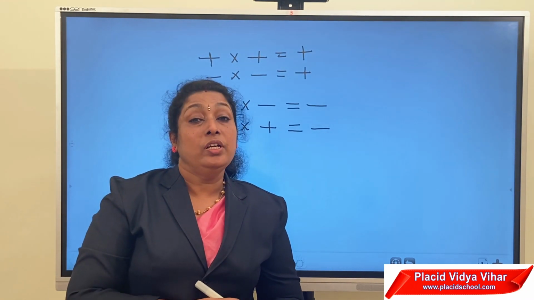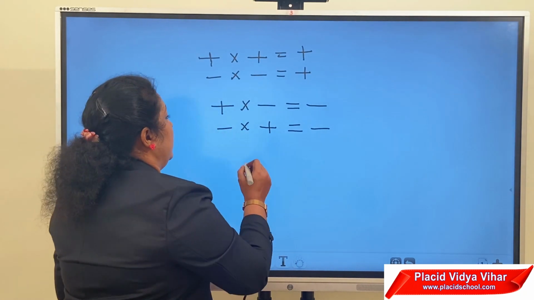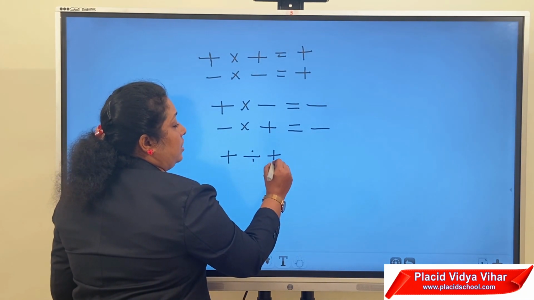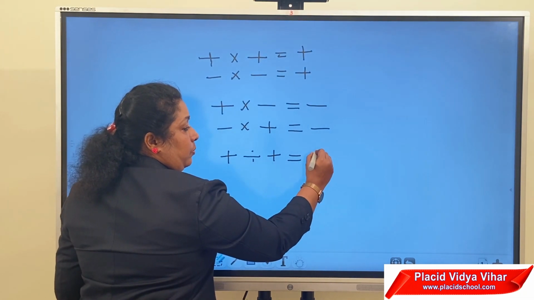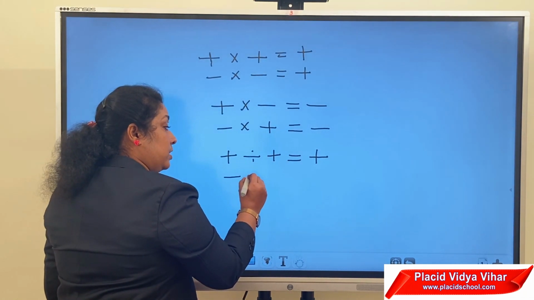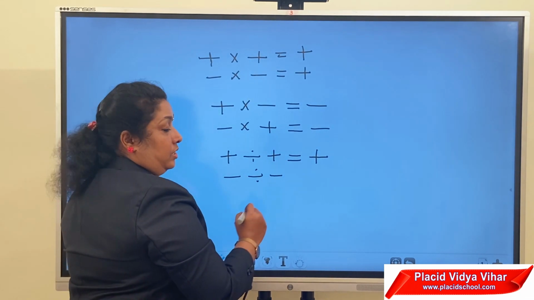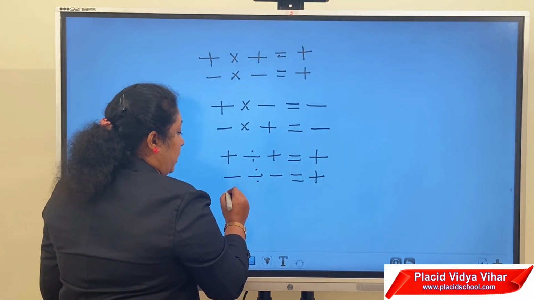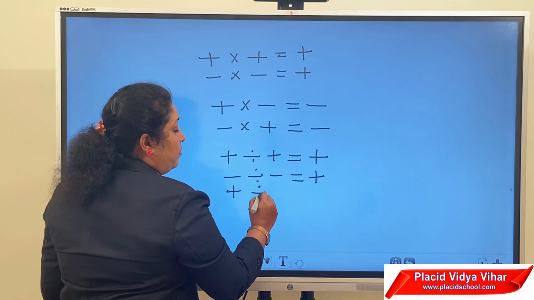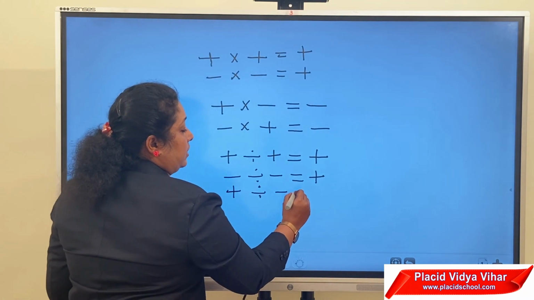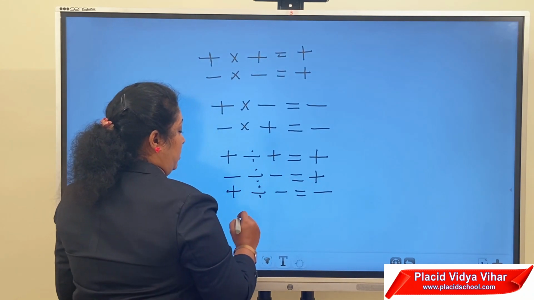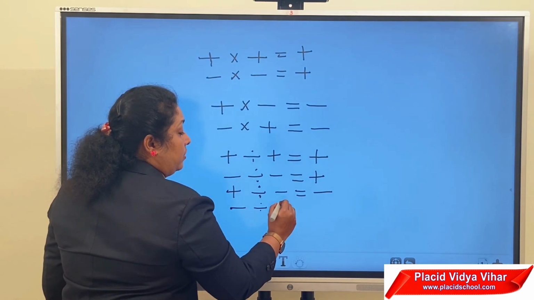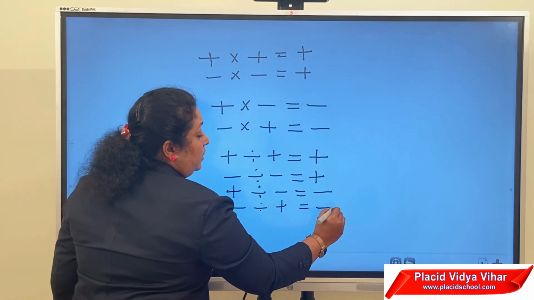The same rule is for division also. Look, a positive integer divided by a positive integer, the answer will be positive. A negative integer divided by a negative integer, that also the answer will be a positive integer. Again, a positive integer divided by a negative integer, the answer is negative. The reverse, a negative integer divided by a positive integer, that also is negative.